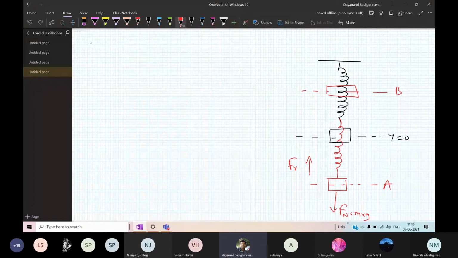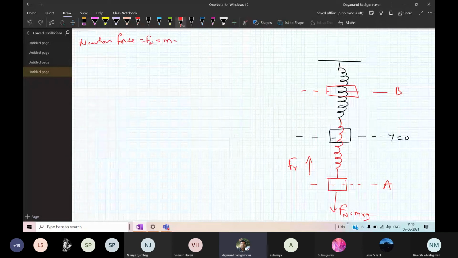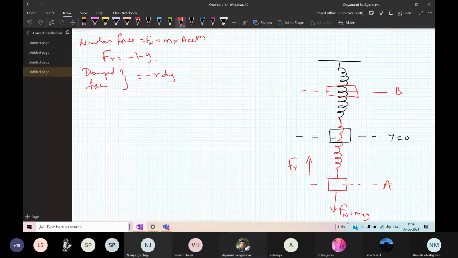The first one is the Newton force Fn, that is equal to mass into acceleration. Then the restoring force Fr equal to minus k into y. Then the damped oscillations, the damping force. The damping force is minus R into dy by dt.